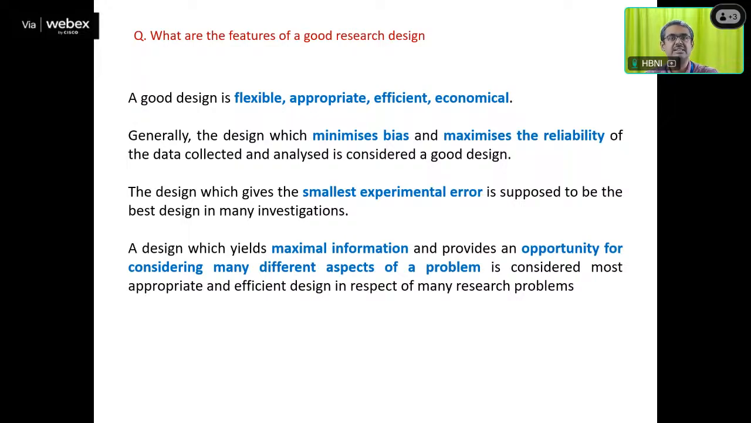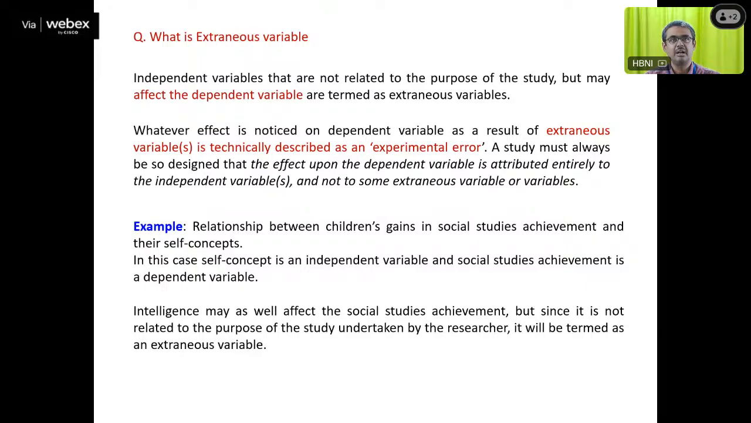And finally, a design which yields maximal information and provides an opportunity for considering many different aspects of a problem is considered the most appropriate and efficient design in respect of many research problems. So, among the criteria for good design, there are 4 features. Then we come to the next part, that is variables.